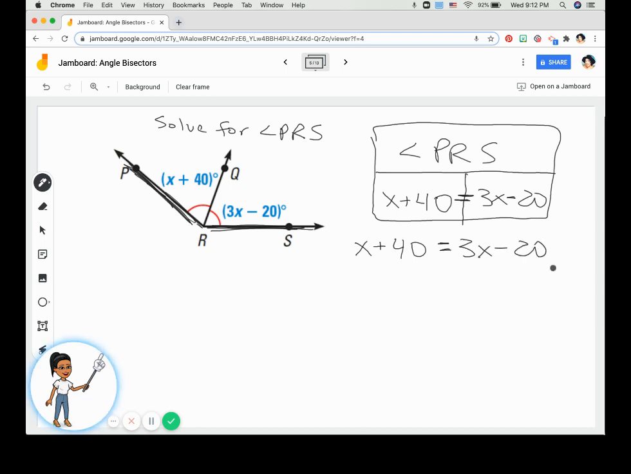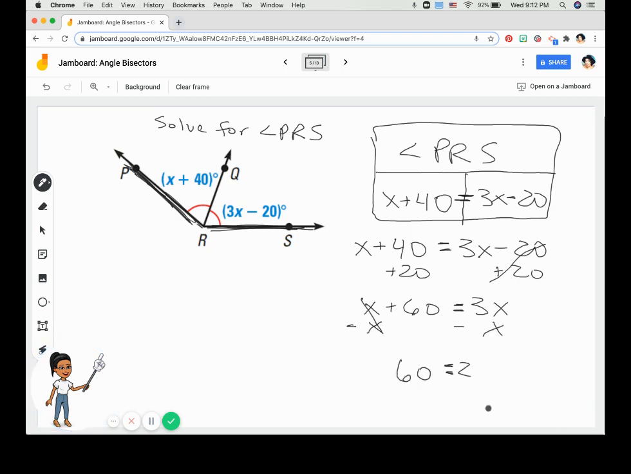And now it's just a matter of algebra. I'm going to add 20 to both sides. When I add 20 to both sides, I get x plus 60 is equal to 3x. When I subtract x from both sides, I get 60 is equal to 2x. Finally, divide by 2, and I get that x is equal to 30. Great. X is equal to 30, but we are not finished.